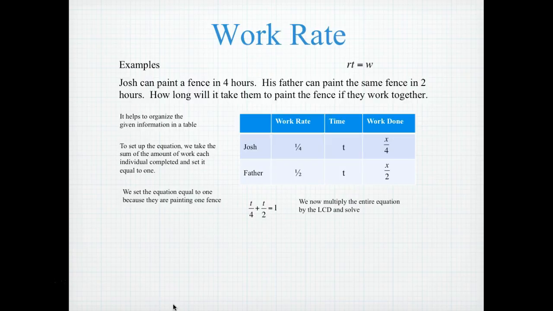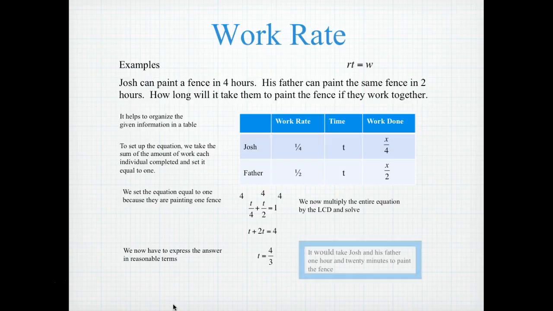We now multiply the entire equation by the least common denominator, which in this case would be 4. And that's going to give us T plus 2T equals 4. So T is equal to 4/3. We now have to express this answer in reasonable terms, so it would take Josh and his father 1 hour and 20 minutes to paint the fence.